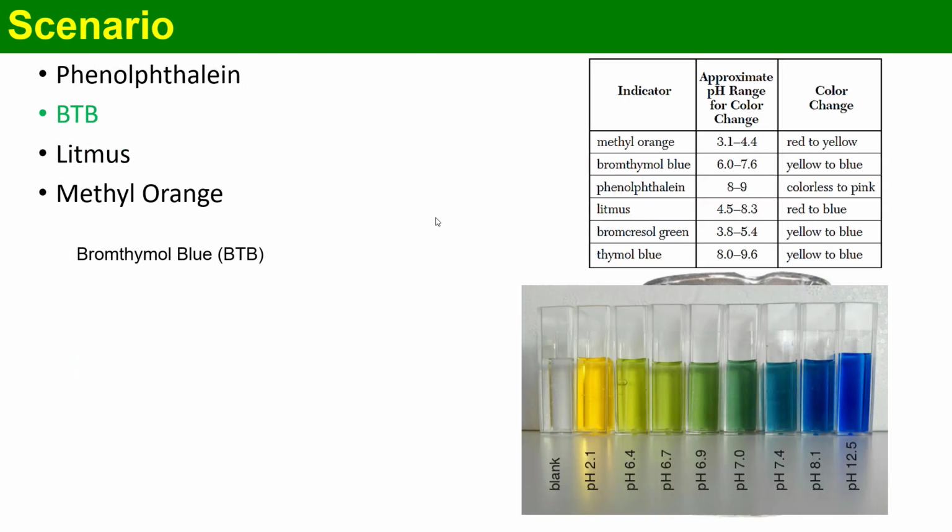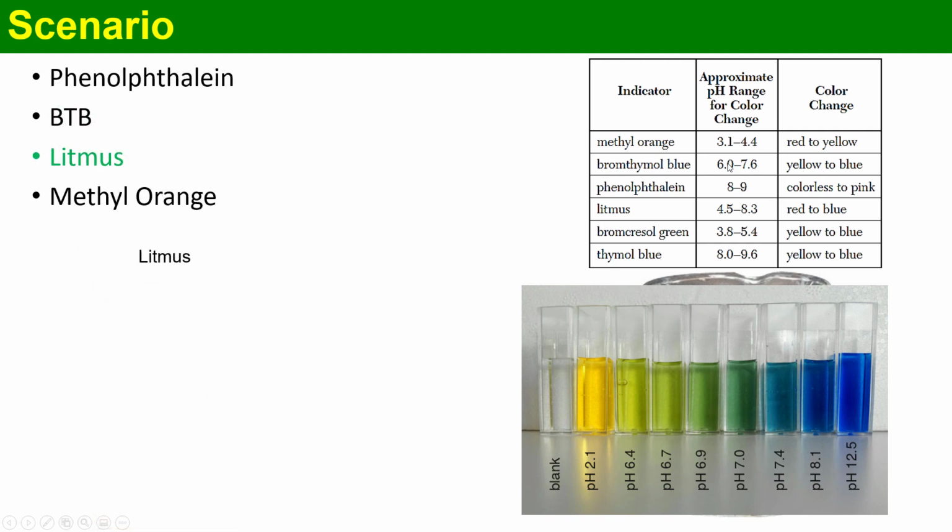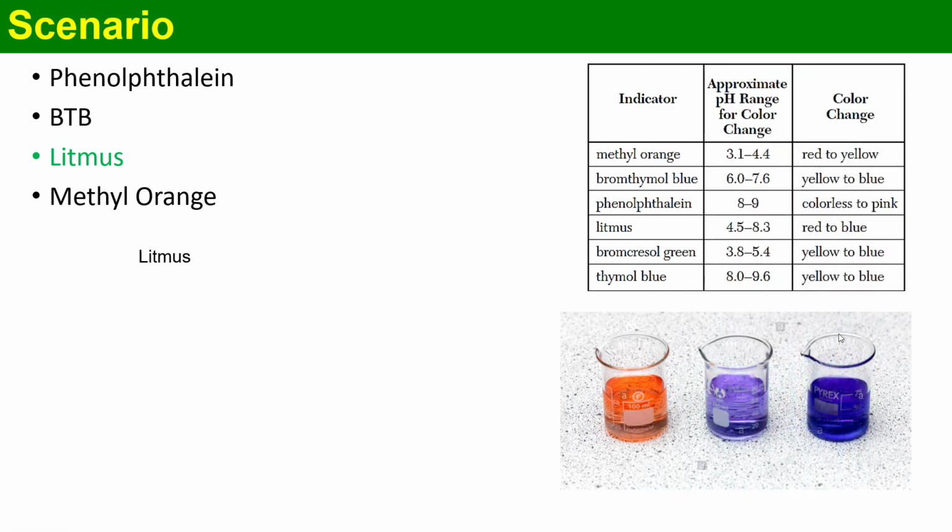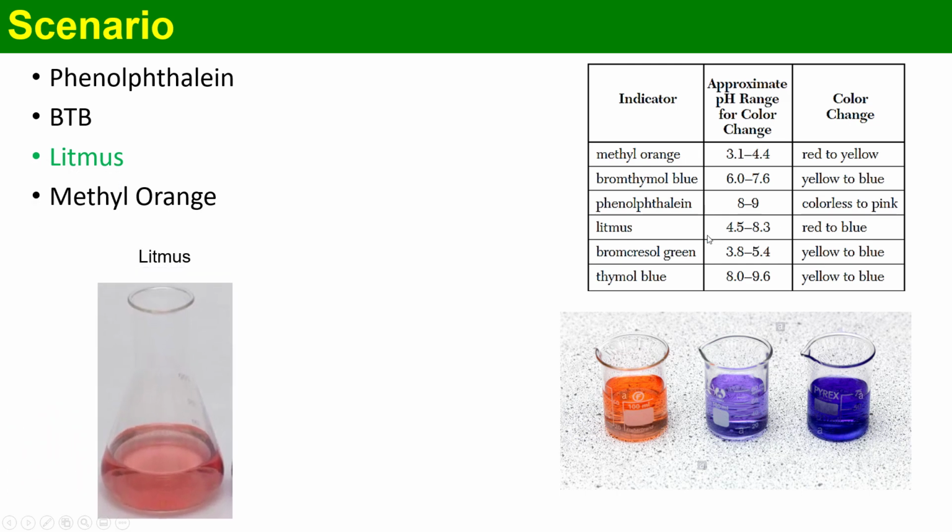If I tested it with bromthymol blue, and it looked yellow, that would tell me now that my solution was not only below 8, but was below 6. If I tested with litmus, right, we know litmus is red to blue, 4.5 to 8.3. I tested with litmus, it looks red. That means my solution must be below 4.5. So now we are starting to narrow it down.